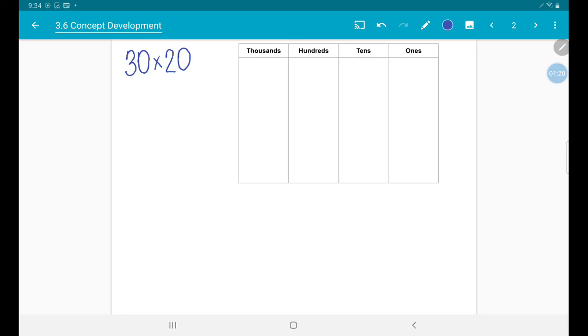Okay, so if we made it with words with 10, what would it be? How many 10s would we have in 30? 3. Okay, so we could say 30 is the same as 3 10s. 20 is the same as how many 10s? 2 10s. So if we wrote that, that would be another way of expressing or writing the same problem, right? Now you're going to write the number 3 and then the word 10s.